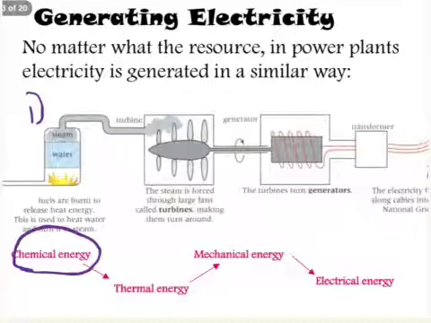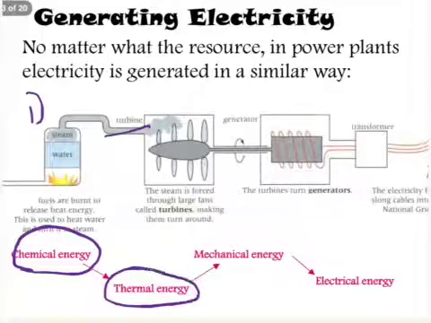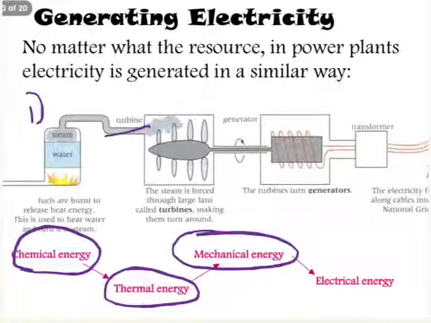That steam is then going to be used to turn something called a turbine, and the steam is forced through this turbine and it makes it spin. Okay? So we're taking chemical energy, we're converting that into thermal energy in the form of the steam, and then we're going to use that thermal energy to generate some mechanical energy in the form of turning of this turbine.